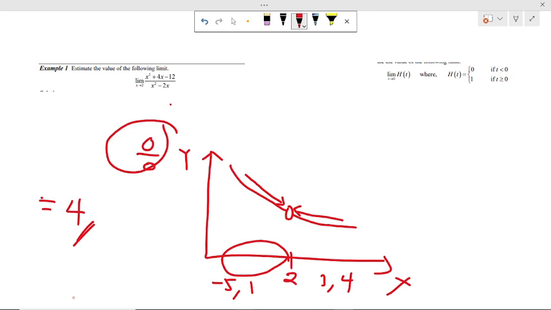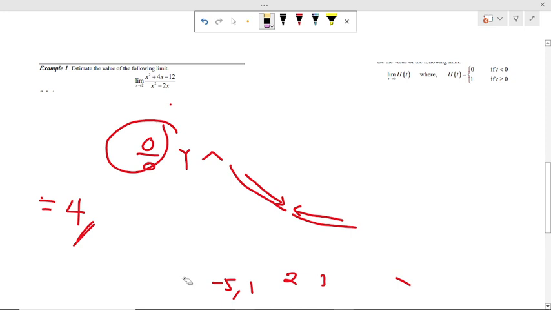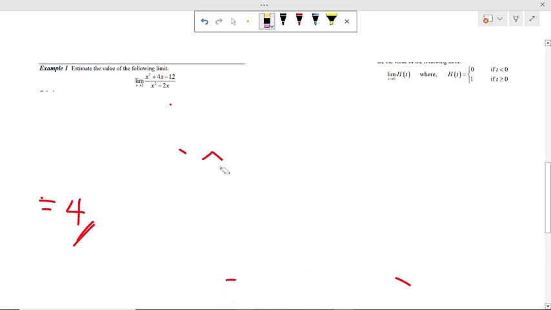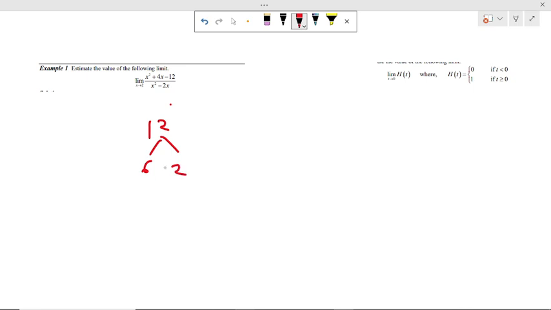So we can also simplify this function and cancel out some terms in order to make the evaluation at that particular point simple. So let's see how that one is done. We all know how to simplify a quadratic, right? We look for terms that when we add, we get the middle one, and when we multiply, we get this. So that will be 6 and -2.